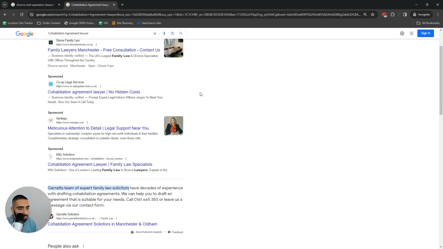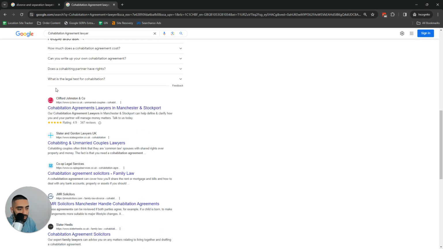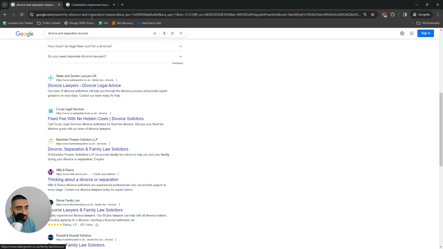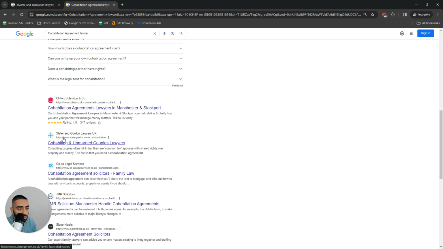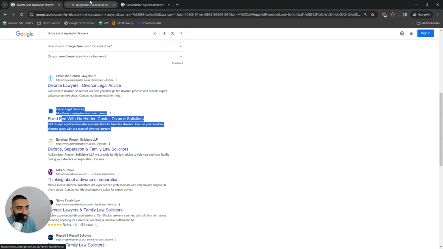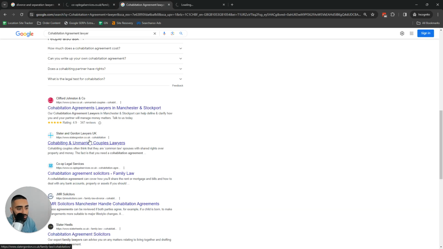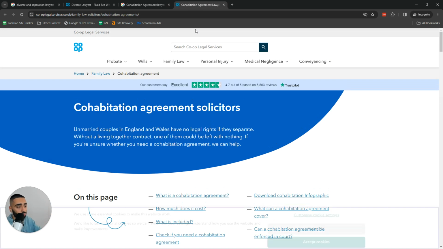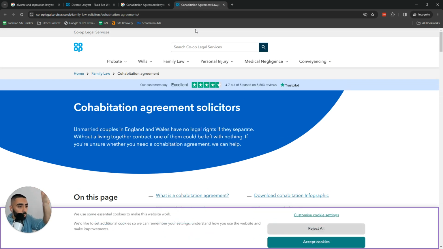So as we can see, we've got similar websites but different pages. So Slater and Gordon, as you can see, and Co-op Legal Services. But again, this is their divorce solicitors page, and here is their cohabitation agreement solicitors page. So two separate pages, same website at the top, but different web pages.